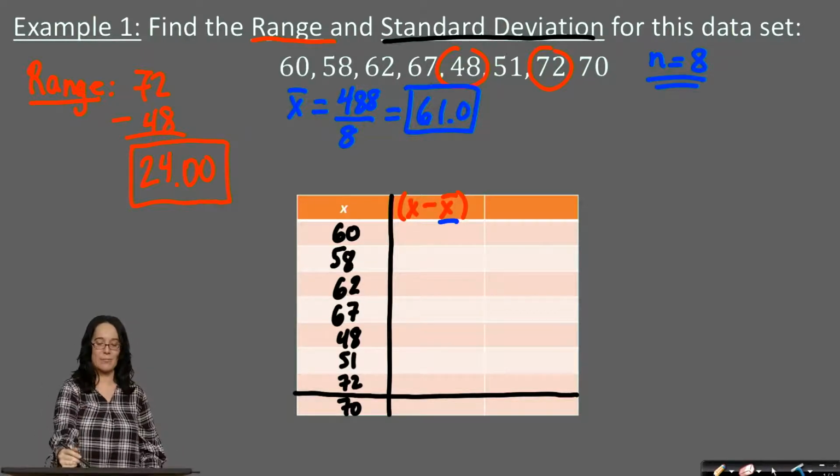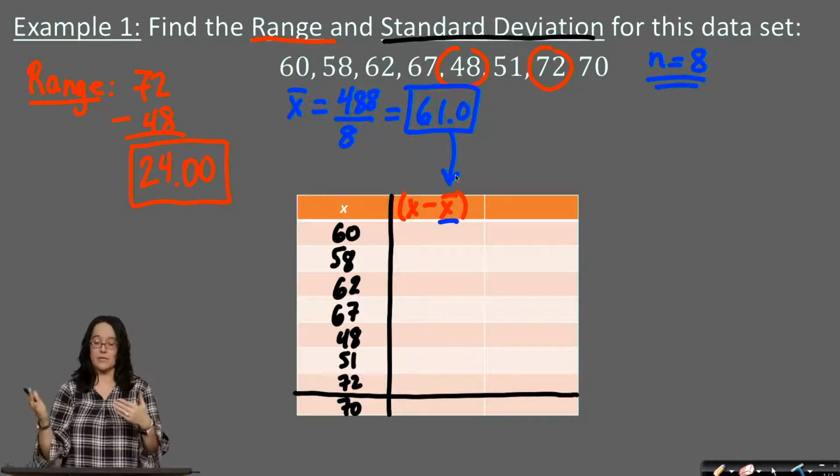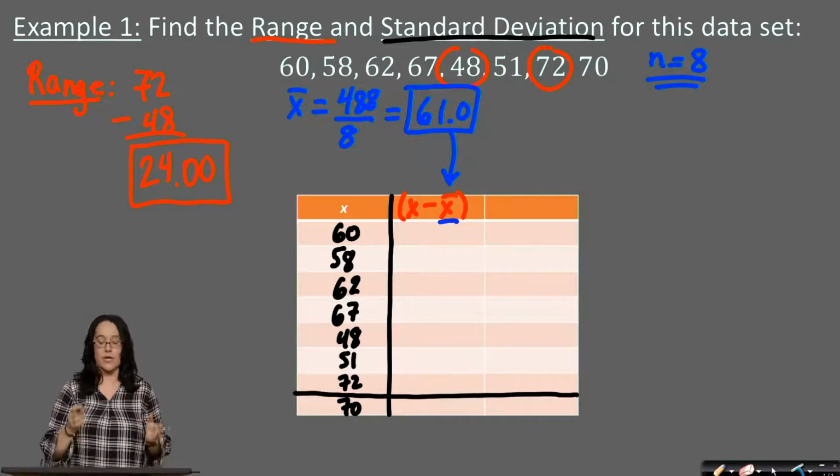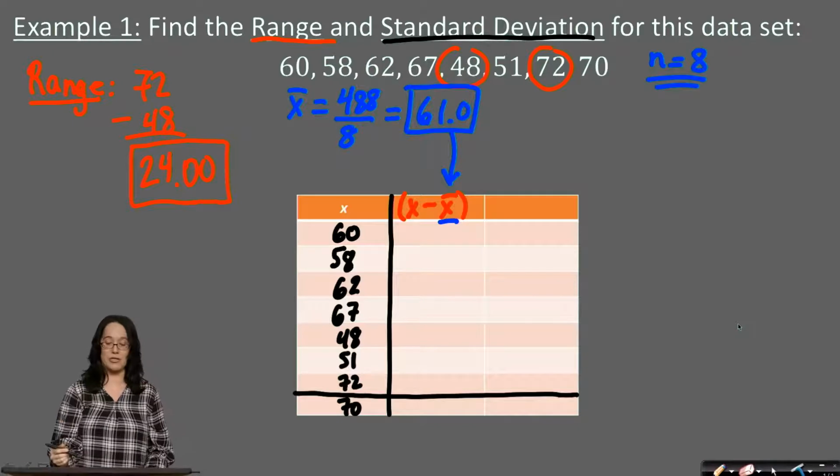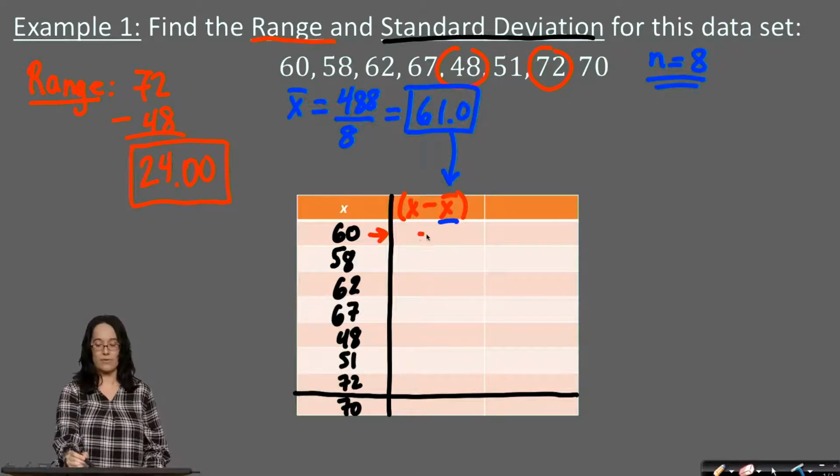Okay, so next up, we subtracted the mean from each of the data values. In other words, X minus X bar for consistency. When you did that, what did you get? Well, you did 60 minus 61, which hopefully gave you negative 1.